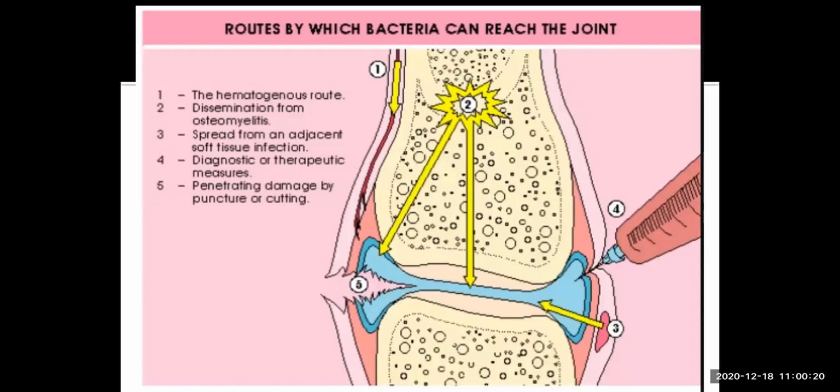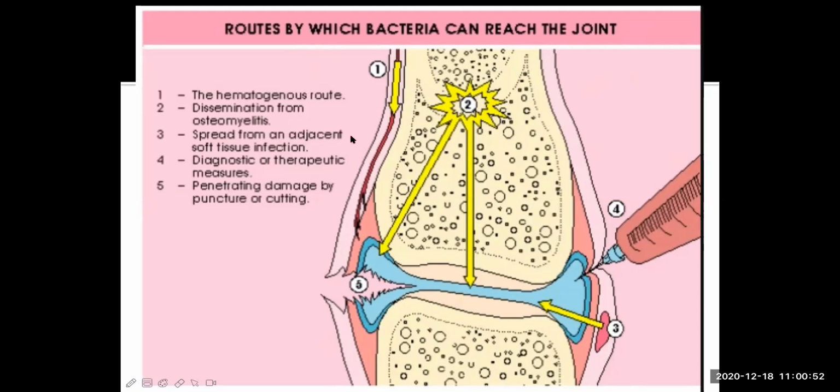Now, look at this slide. It is a very informative one and very, very easy for you to understand also. So please take a bit of time and see there, all of you. So these are the routes by which the bacteria can enter into the joint. Now, this is a knee joint, isn't it? This is a knee joint. Lower end of the femur, upper end of the tibia.